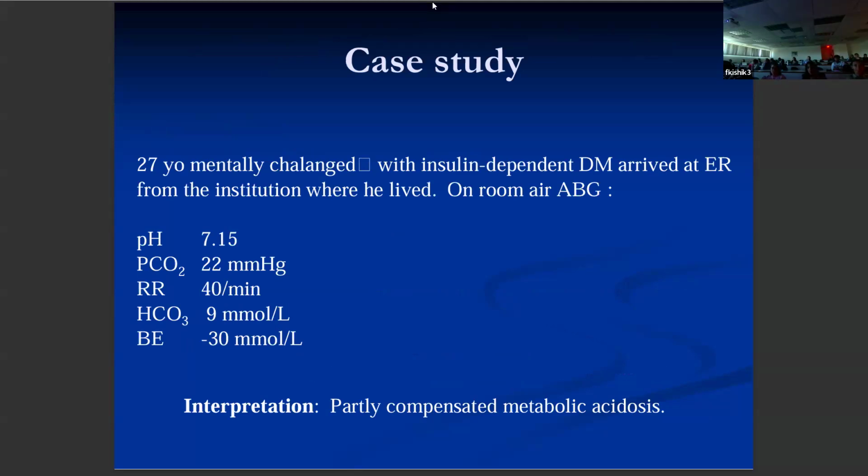All right, so this will be how the test is. A 27-year-old mentally challenged patient with insulin-dependent diabetes arrives to the ER from the institution where he lived. On room air, the blood gas shows pH low, CO2 low, and bicarb low. So we're already dealing with an acidosis. Bicarb's pretty low; 22 to 26 is normal, right? So now we have an acidosis with a low CO2 and a low bicarb.